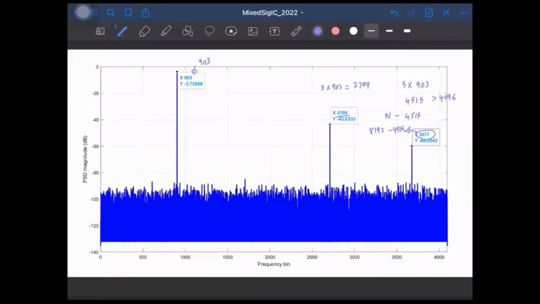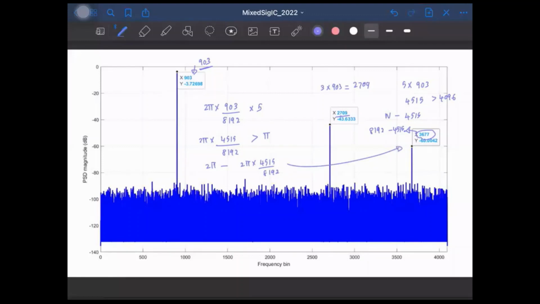So the other way to understand this is, the signal is at bin 903, right? So this corresponds to a discrete time frequency of 2 pi times 903 by 8192, right? So which means the fifth harmonic is at 5 times this frequency. Okay. And that is 2 pi times 4515 by 8192. Right? This is obviously greater than pi. Right? So what will happen? This will alias back to 2 pi minus this. And that will be this frequency. Okay.